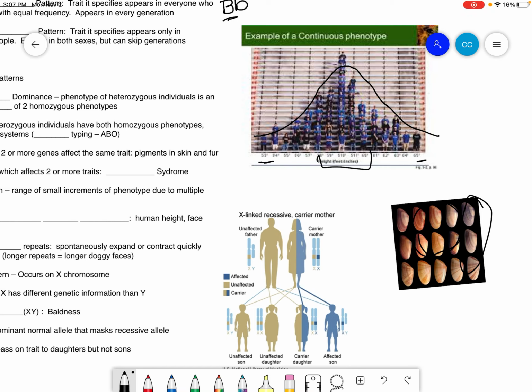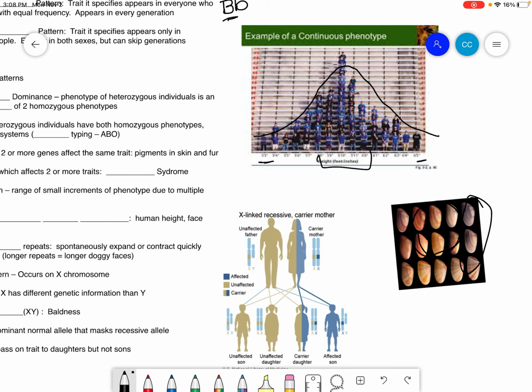For example, longer repeats are longer doggy faces. So they have found that there are 12 alleles that affect the length of a dog's face. And those all have to do with how many short tandem repeats there are. If you have 12 repeats, then you are going to have a long doggy face. If you have much less, like 1 or 2 repeats, you're going to have a very short doggy snout, like a pug. So depending on the number of repeats that are there, you're going to have your bell-shaped curve where most of them are in the middle, but you're going to have some really long snouts and some really short snouts, depending on how many repeats are available there.